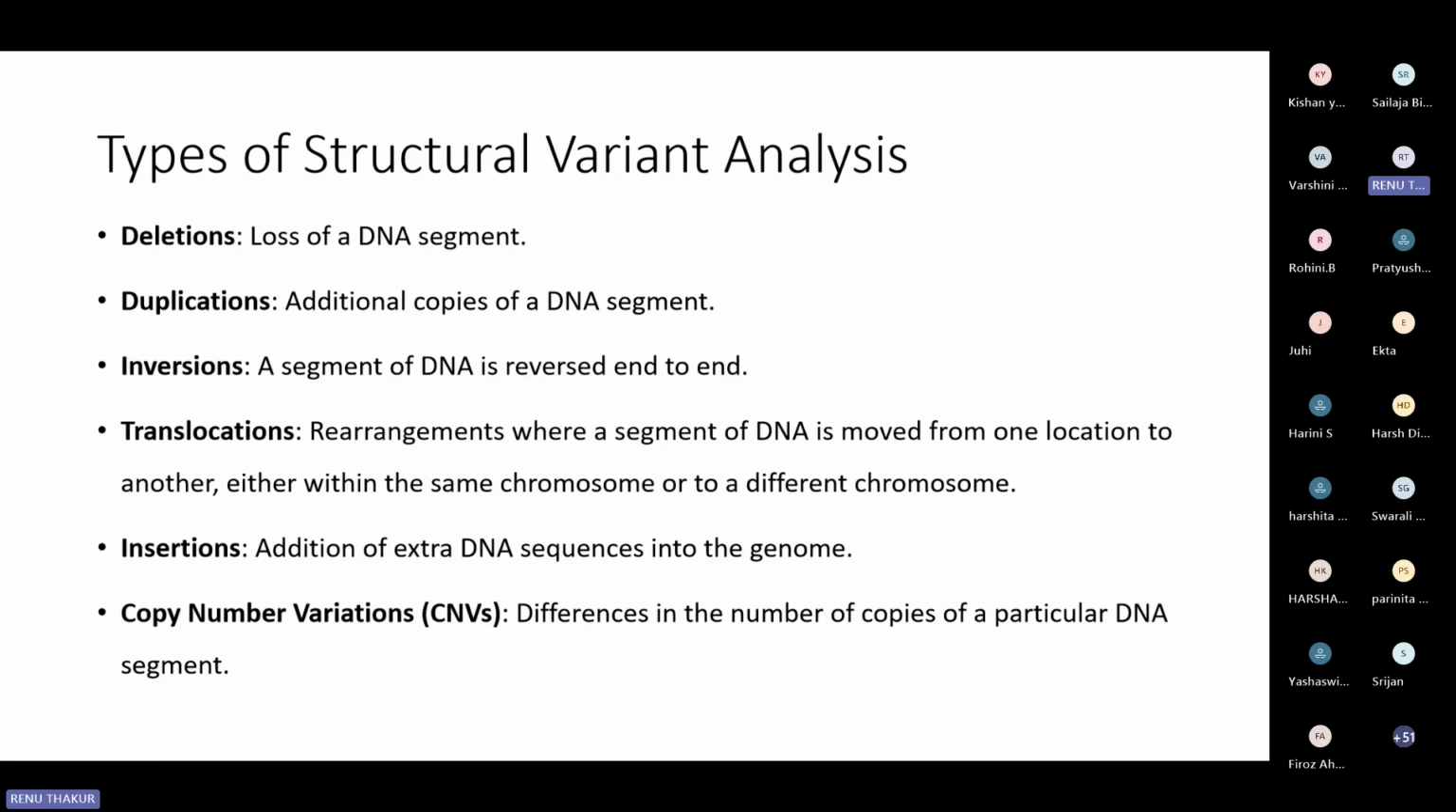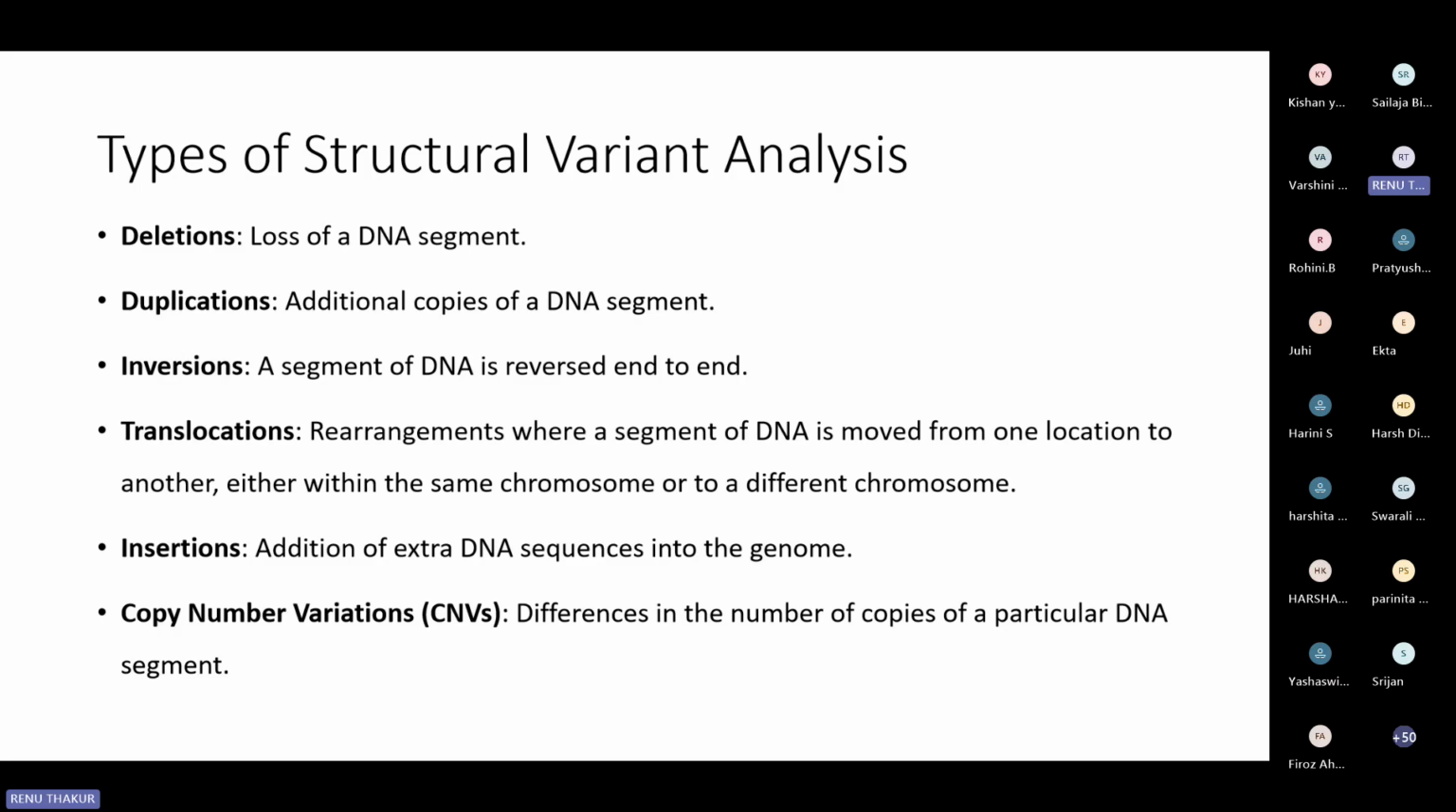So, types of structural variants, there's a list. Here is the list. Deletion: when 50 or more than 50 base pairs get deleted, a loss of a DNA segment. Or duplication: additional copies of a DNA segment. Maybe the same 50 or more than 50 base pairs will be duplicated in the same sequence, or in the same sequence at different positions.